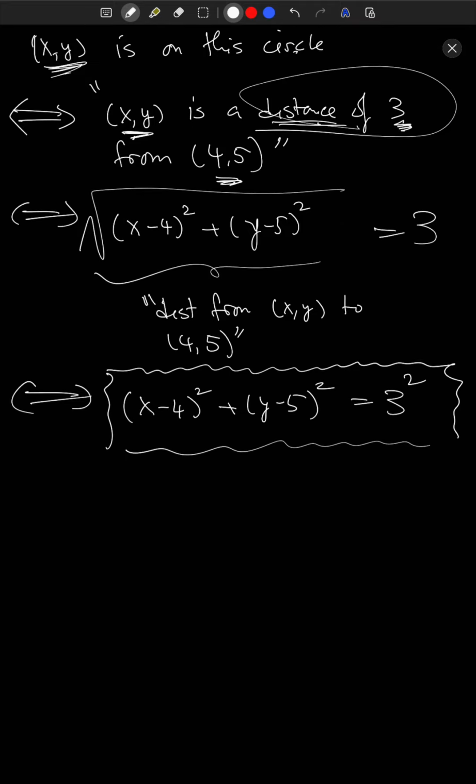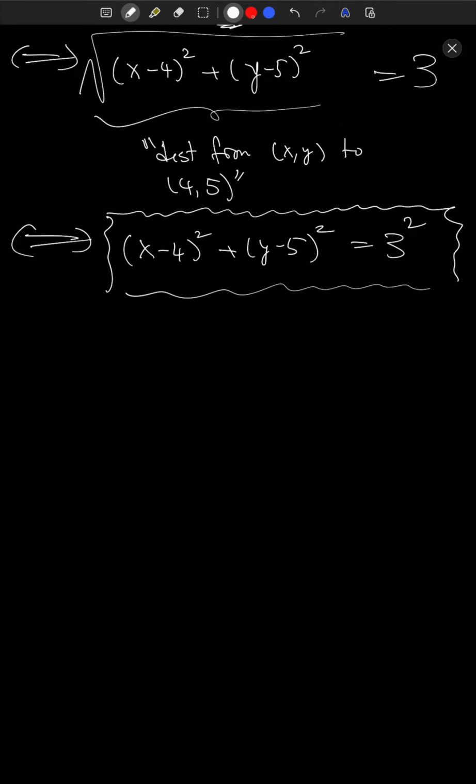In terms of recognizing the features of this circle from the formula, that 3 squared, that's our radius squared. Let me emphasize that. This entire right-hand side, let me just put a box here. This guy here is the radius squared, right? And then here's our center, 4, 5.